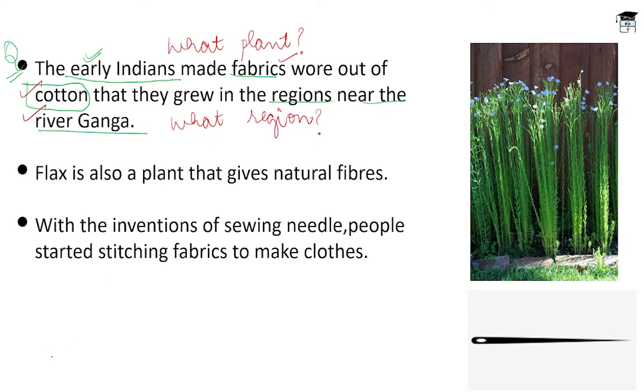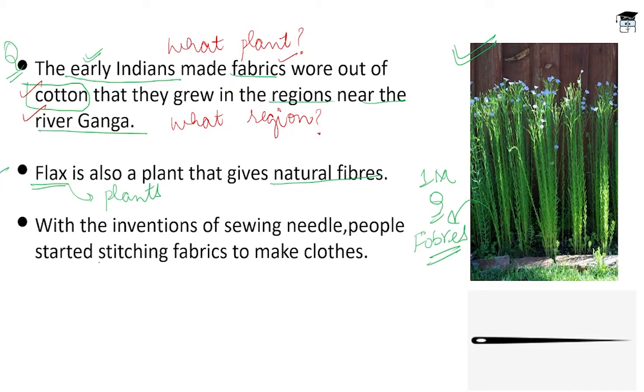Now we're going to talk about another plant which is flax. Flax is also a plant that gives natural fibers. Now we know what natural fibers are. These fibers are obtained from plants. Plants are the sources. This picture depicts the flax plant, and this plant gives fibers. So this is another 1 mark question. If they ask you, give an example of a plant that gives natural fibers, you will say flax plant.